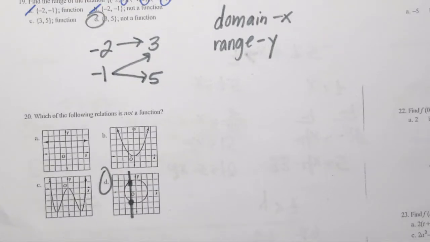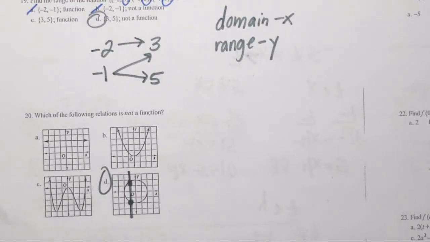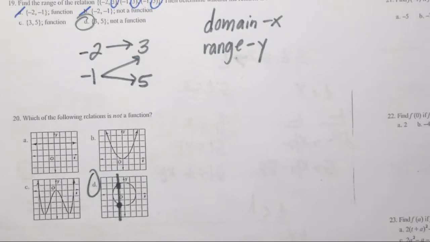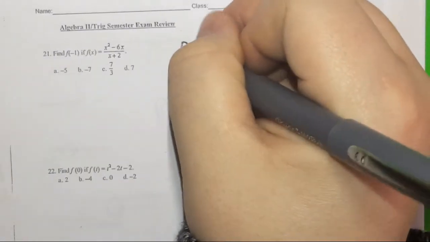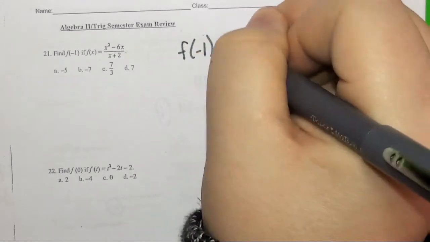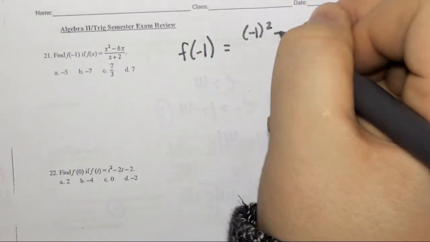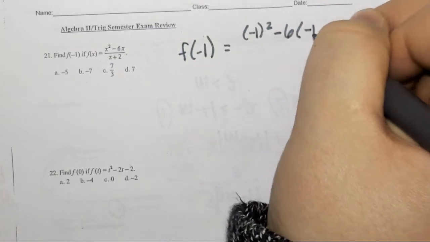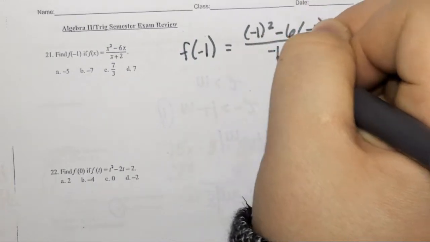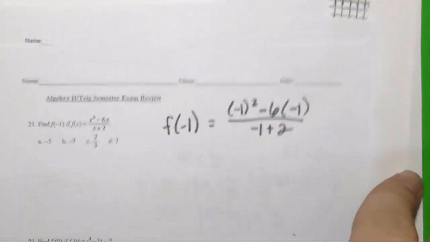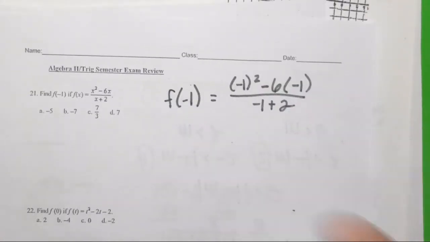21 through 23 are so much fun. So everywhere we see x, we're supposed to replace it with whatever's in parentheses. So 21 says f at negative 1. So it used to be x squared, now it's negative 1 squared. It used to be minus 6x, now it's minus 6 times negative 1, over negative 1 plus 2. Why do you think they chose for us to plug in a negative 1?